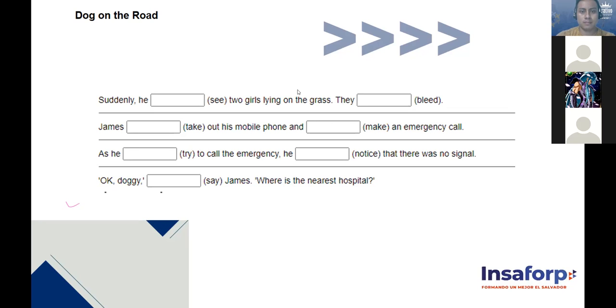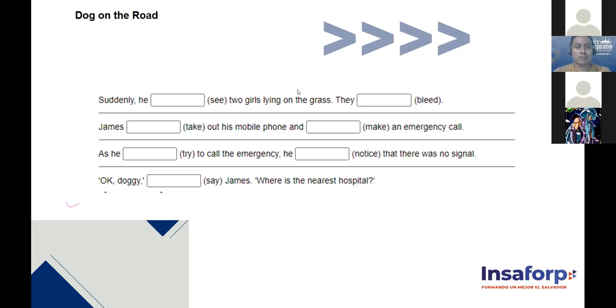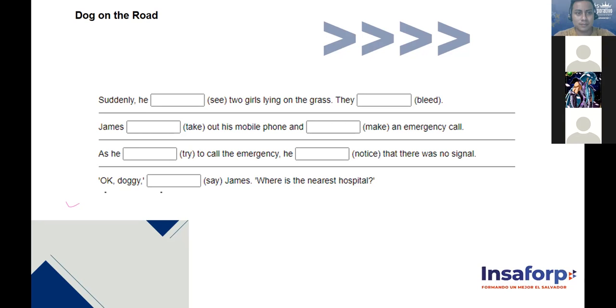Was taking. Do you guys agree with that? Okay, Joel. James took out his mobile phone and, you know. Okay, and how do you complete the idea? I'm not sure, to be honest.